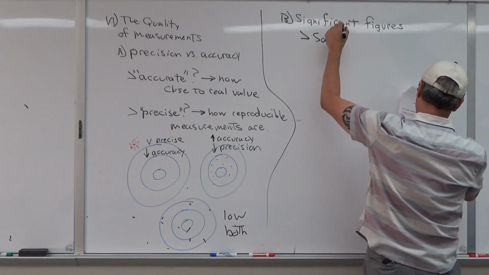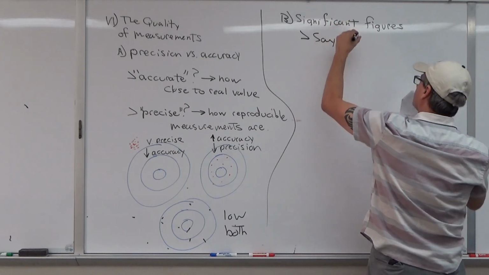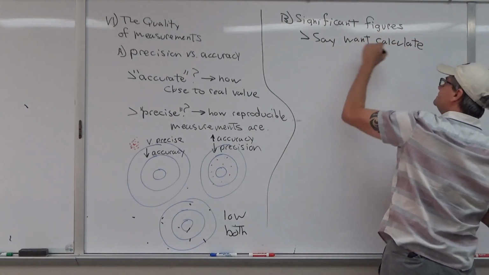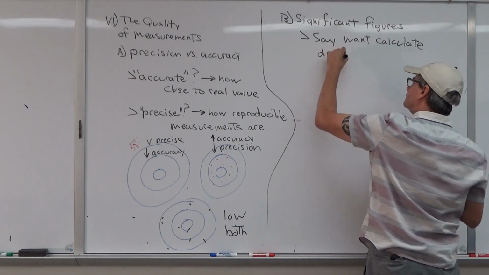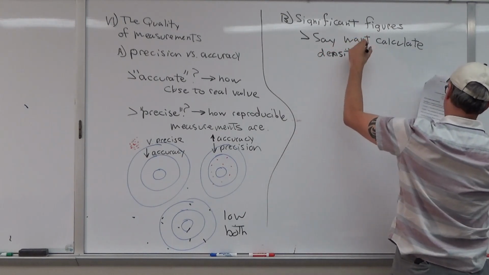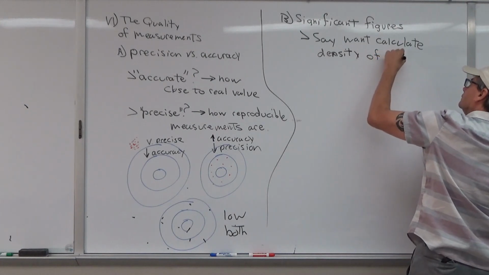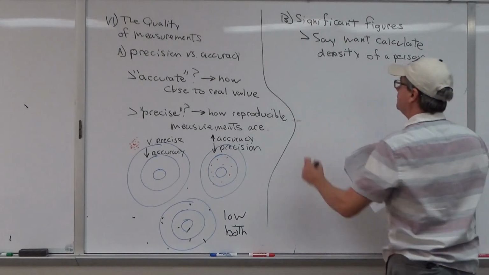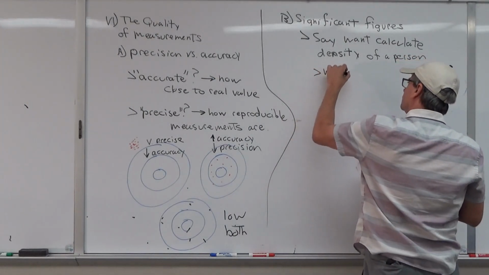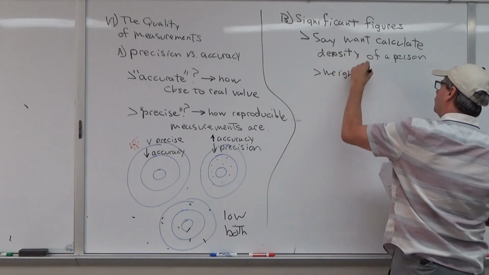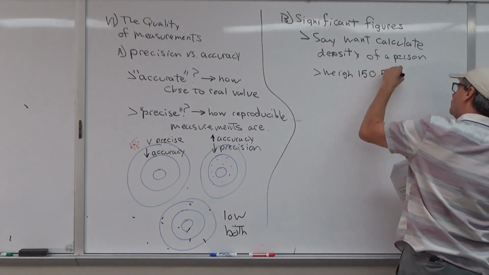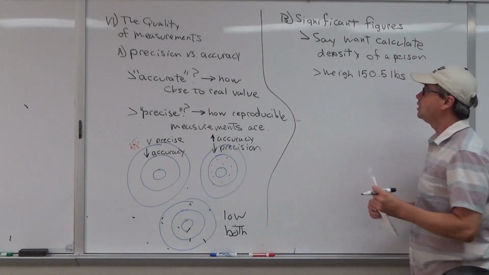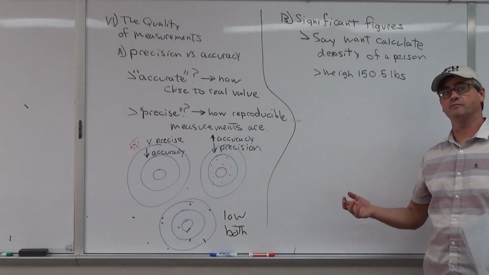Say we want to calculate the density of a person. All right. They weigh, what do I got? 150.5 lbs. Okay. Now we need to know what volume a person is. How do you think you would figure out the volume of a person?